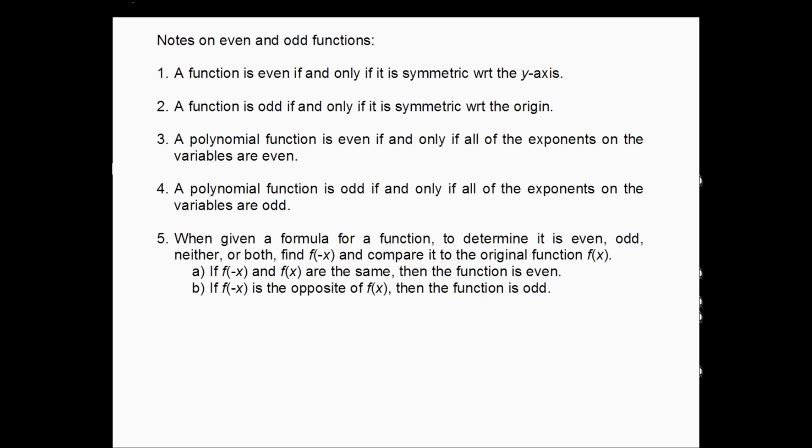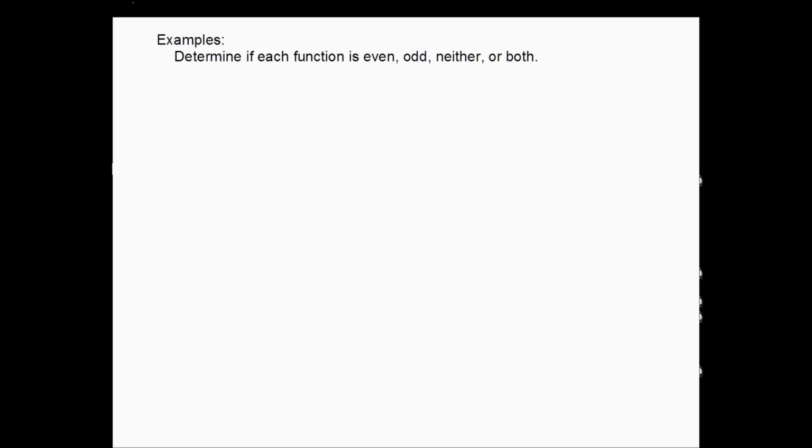Now if it turns out neither one of those happens, then it's neither. If both of them happen, then it's both. Most garden variety functions that are just lying around in the street are neither even nor odd. Let's try some examples. Determine if each function is even, odd, neither, or both. So this is great multiple choice. And notice I've covered all possibilities, even, odd, neither, or both.